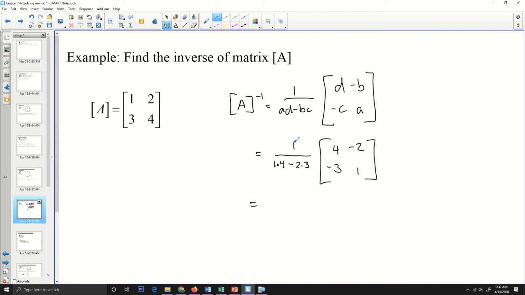And so 4 minus 6 is going to be negative 2, so 1 over that is negative 1/2. And then 4, negative 2, negative 3, 1.